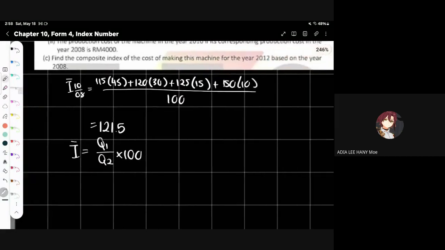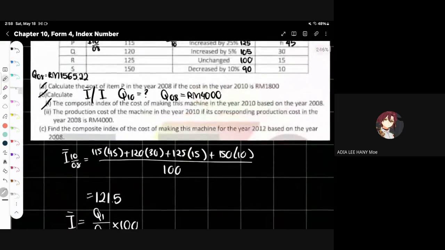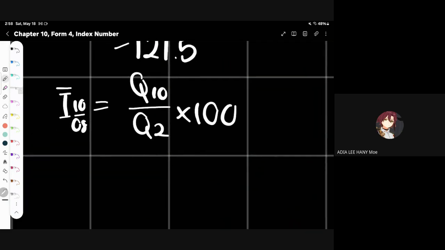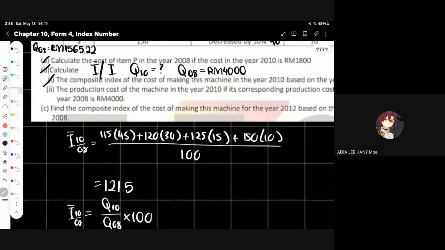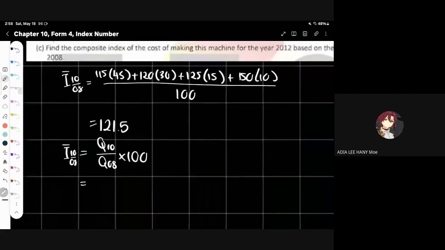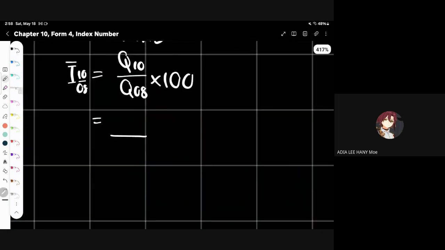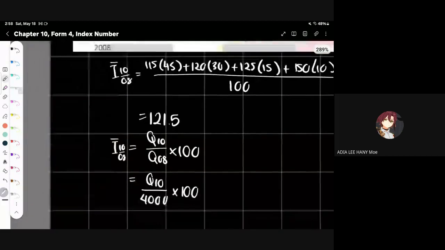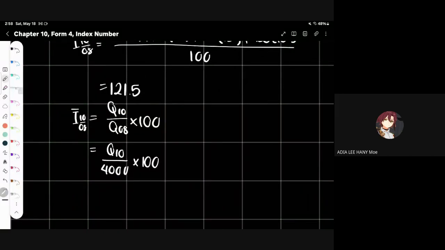There are two formulas for I dash. Which year do we use? 10 and 08. So I 10 over 08. So this one should be 10, and this one should be 08. Do we know what Q10 is? No, we don't know. Q08 we do know, it is 4,000. I10 over 08, do we know? Yeah, here. Look, we already found it.